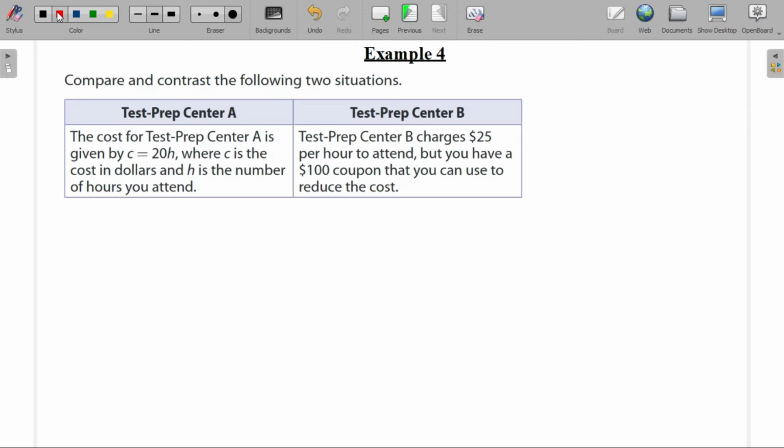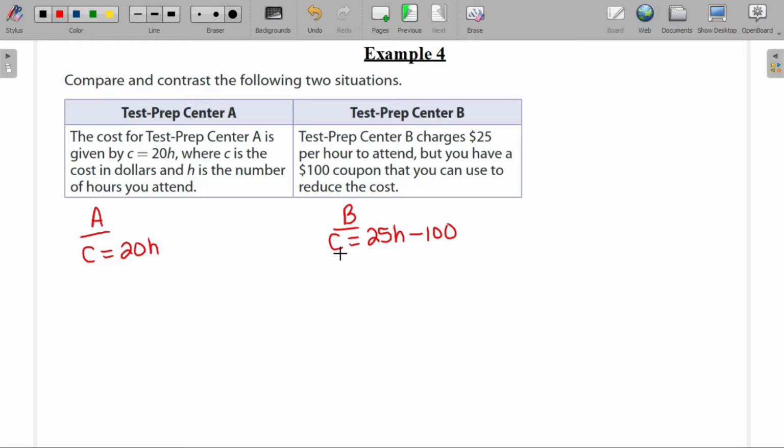So in the very first one, for A, we're given the equation that C, the cost, is going to be equal to 20 times H, the hours. And then in Test Prep Center B, or in option B, we're given that they charge $25 per hour to attend, but they also give a $100 coupon that will reduce the cost. So we still have a cost here with this one. So C is going to represent our cost. It's going to be equal to $25 times however many hours we attend, because each hour is costing $25. And then we also have this coupon that takes off $100. So we're going to say minus 100.